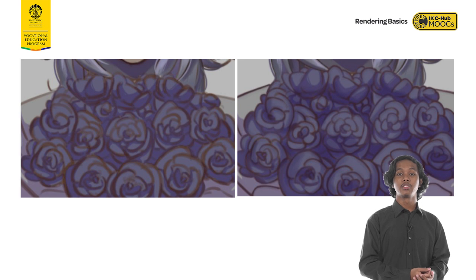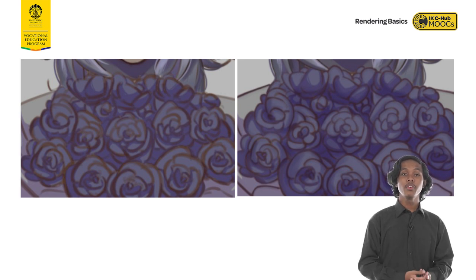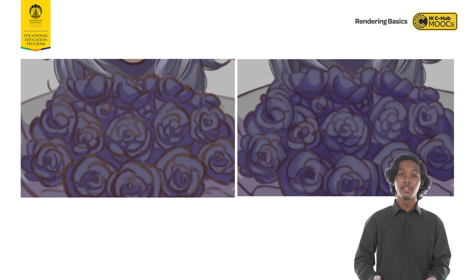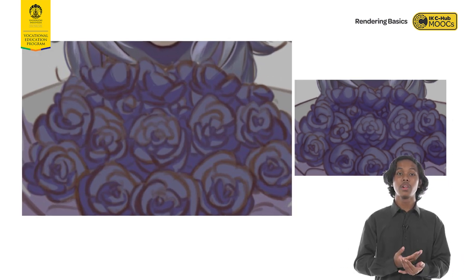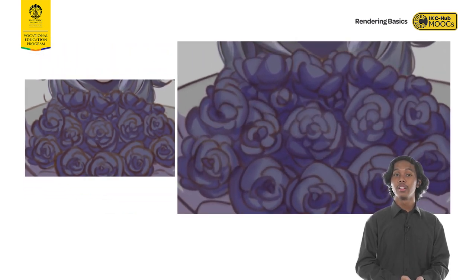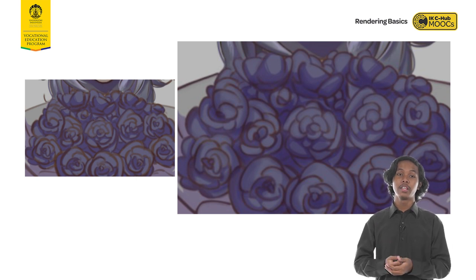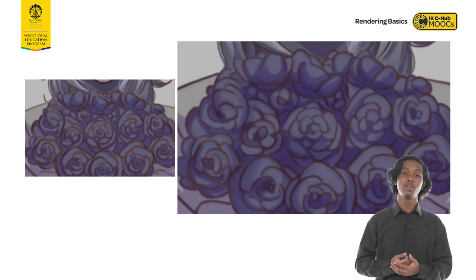Take a look at this illustration example. The first image is an image before rendering, and the second is after rendering. The difference is clear, right? The outline of the flower in the first image is still messy and irregular. After rendering, the outline becomes clearer and neater. The flower object in the image can also be seen clearly afterward.